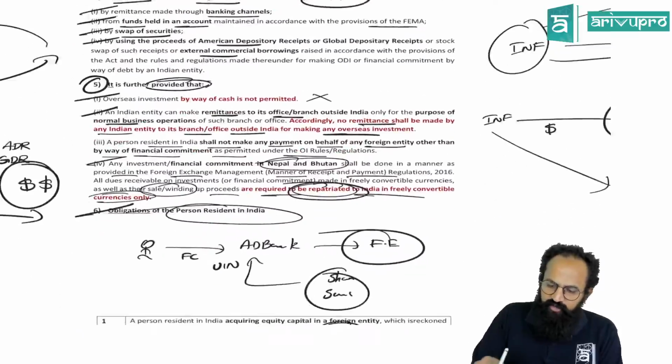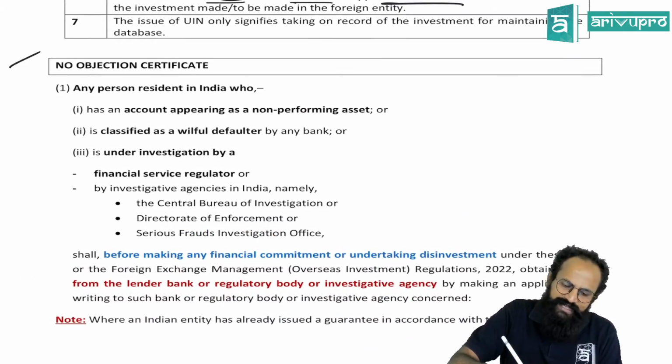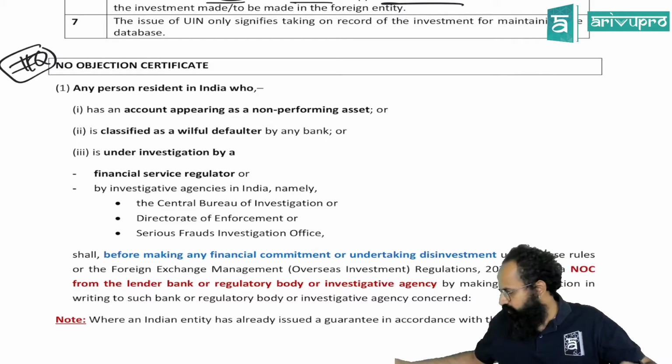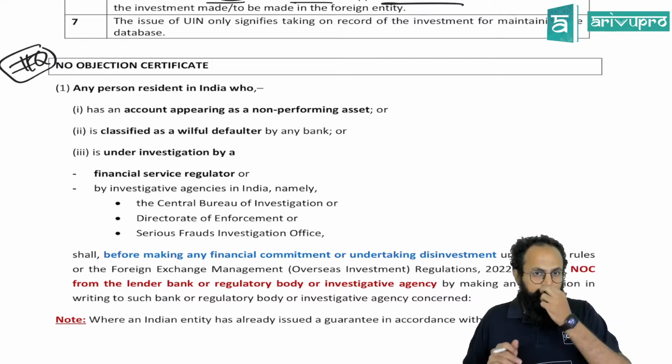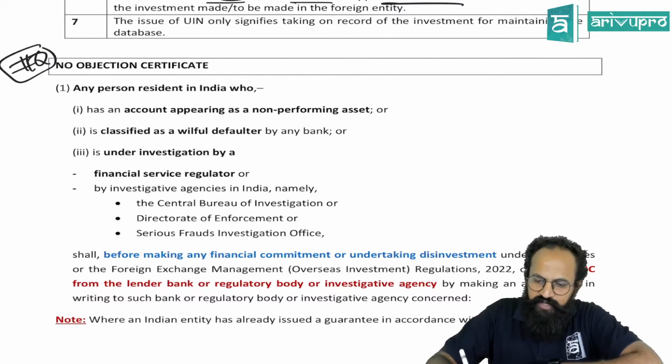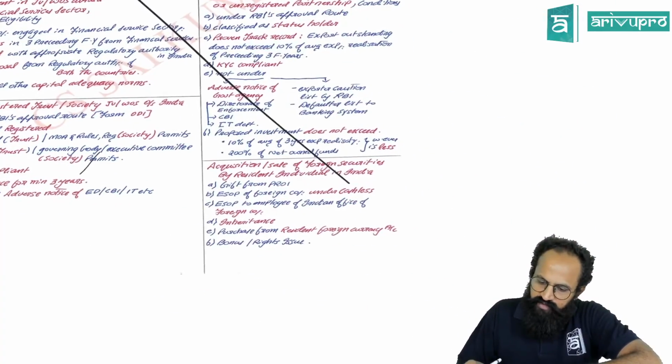Okay. This topic is now important. This was already there, but now they have reclassified it. In your book, it was already there. No objection certificate. What does that mean? The next topic is called no objection certificate. This was already there. If you remember, see this part.